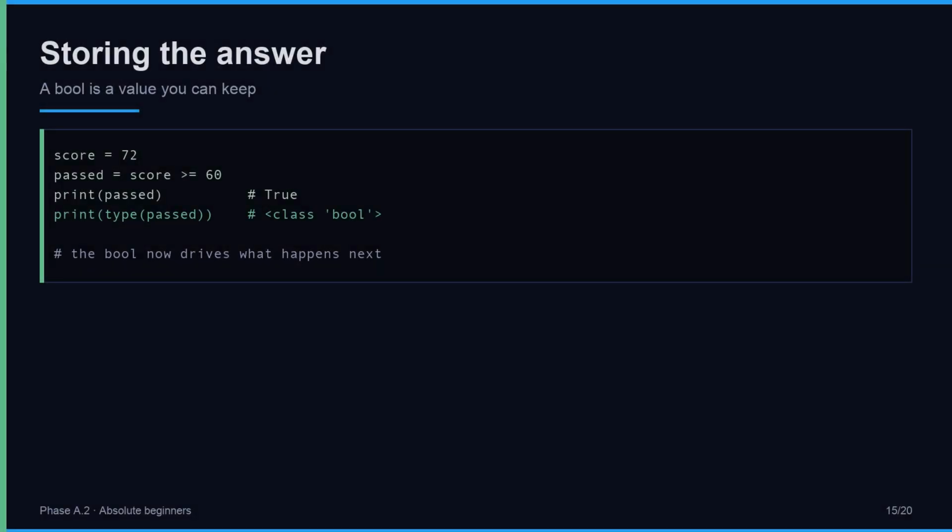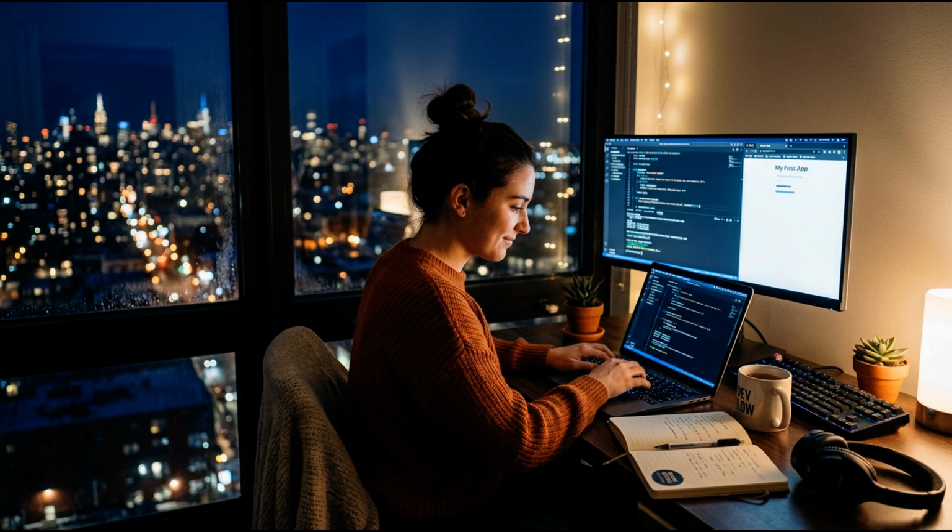Because a comparison returns a real value, you can store it. score = 72, and past = score >= 60, which is true. Print past and you see True. Ask its type and you get bool. From this point on, past is a flag your program can consult, maybe to show a congratulations message or to grant access. This pattern, compute a comparison, store the bool, act on it later, is the heartbeat of every decision-making program. Keep the answer.